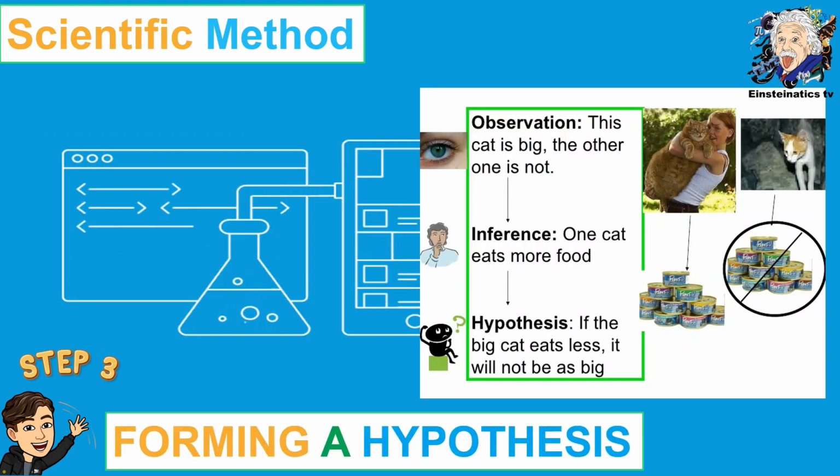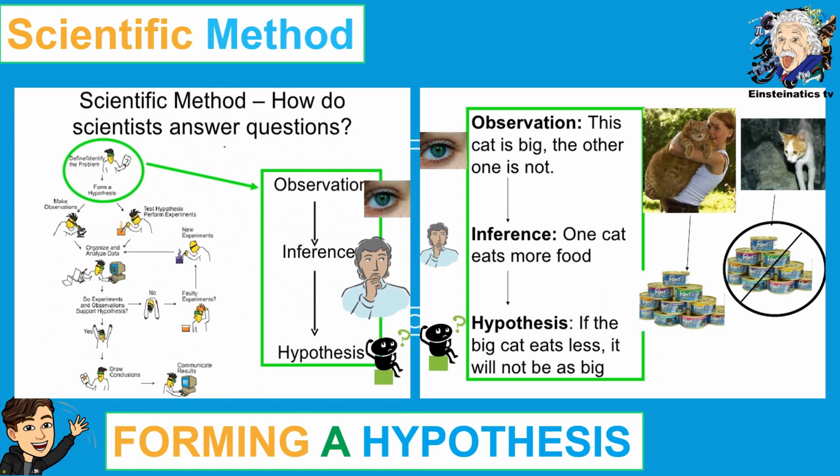From the diagram, you could clearly see how scientists answer questions. After identifying the problem, they will come up with observation or research about the problem, coupled with the inference. That's the only time that they are going to create their hypothesis. So we have here an example observation: this cat is big, the other one is not. The probable inference for this one is that one cat eats more food. So its possible hypothesis is that if the big cat eats less, it will not be as big. So that's the connection between the three.